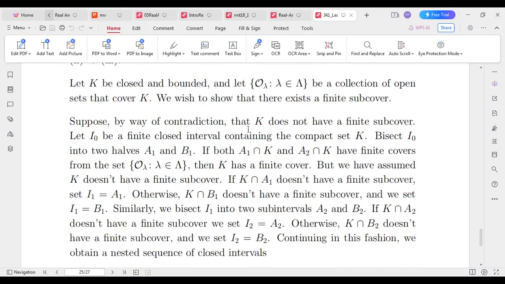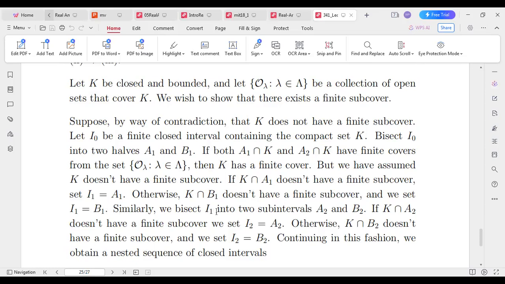Suppose by way of contradiction that K does not have a finite subcover. Let I0 be a finite closed interval containing the compact set K. Bisect I0 into two halves A1 and B1. If both A1 intersection K and B1 intersection K have finite covers from the sets O_lambda, then K has a finite cover. But we have assumed that K does not have a finite subcover. So if K intersection A1 does not have a finite subcover, set I1 equal to A1. Otherwise, K intersection B1 does not have a finite subcover, and we set I1 equal to B1.